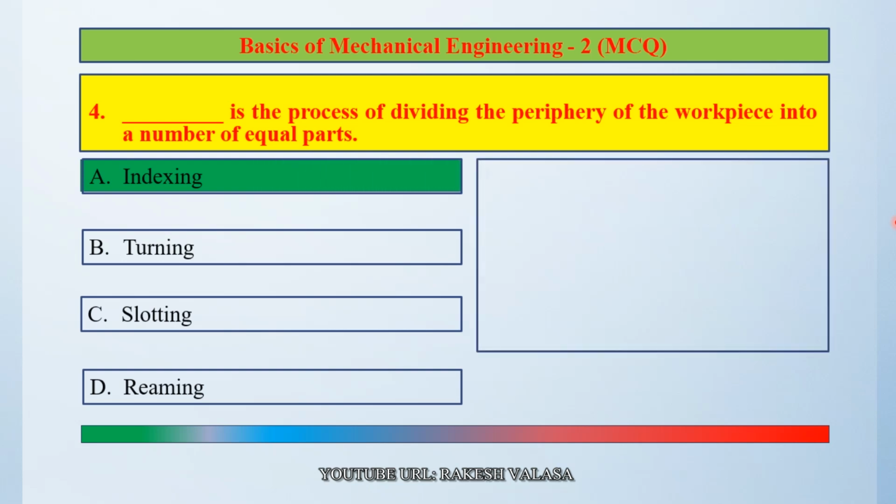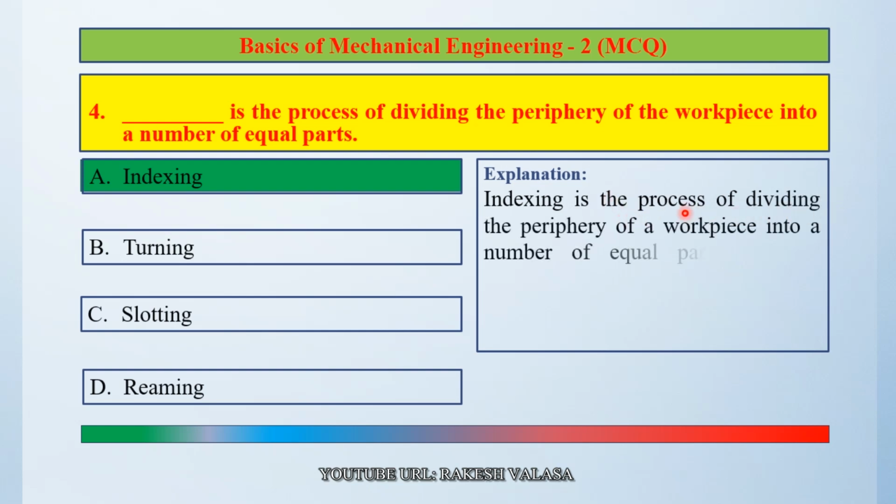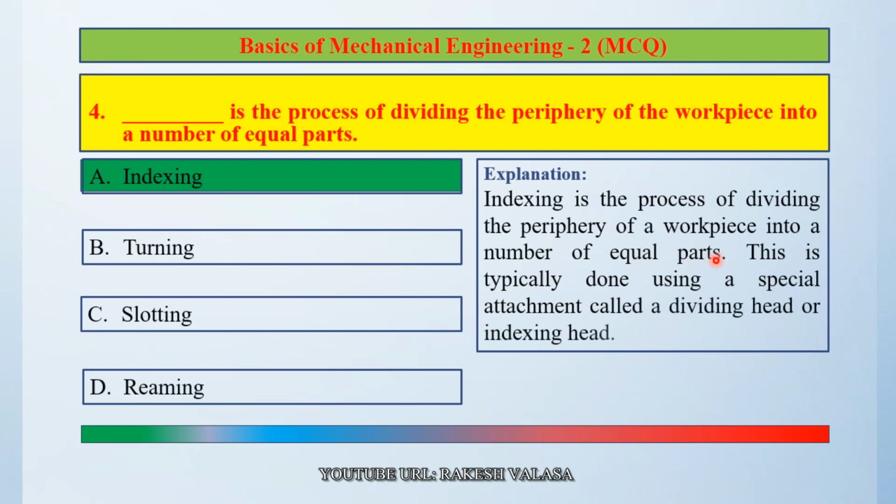Let us see the explanation. Indexing is the process of dividing the periphery of a workpiece into a number of equal parts. This is typically done using a special attachment called a dividing head or indexing head. So the correct answer is option A, indexing.